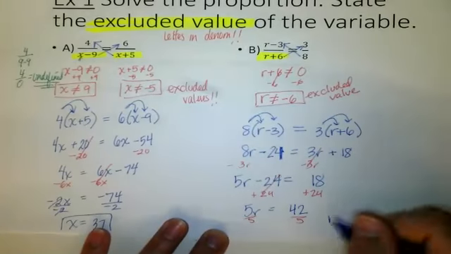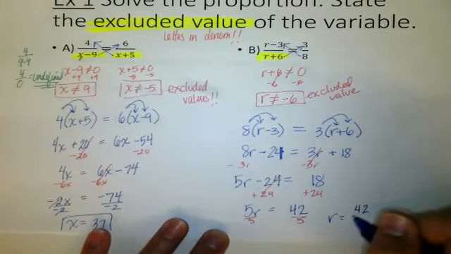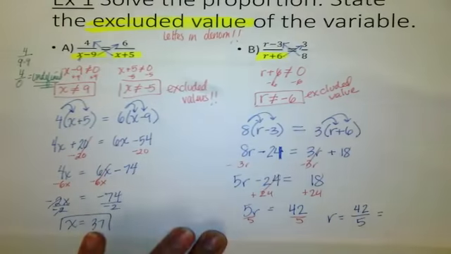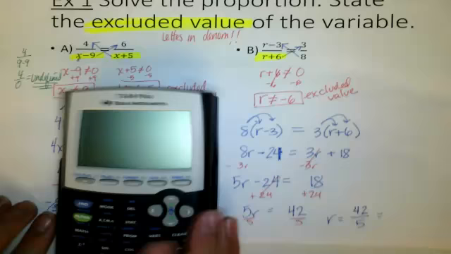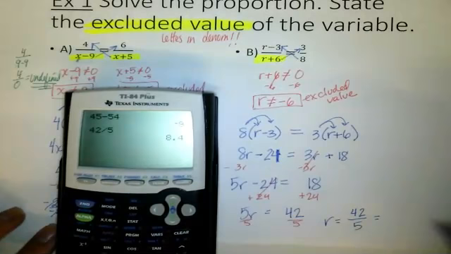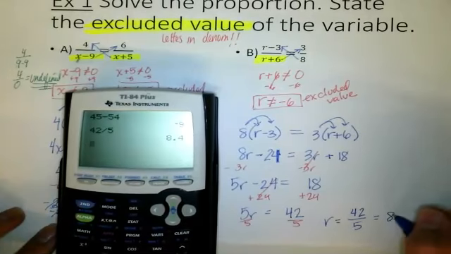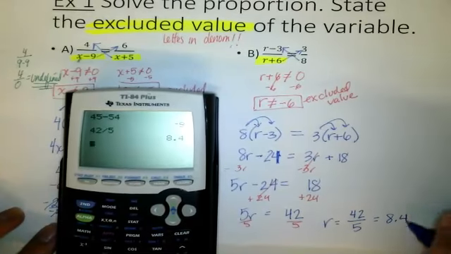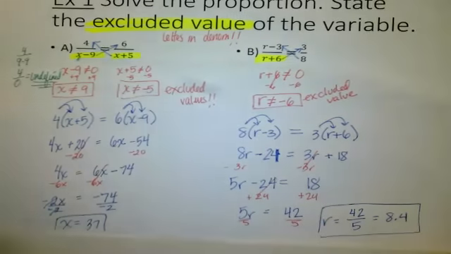And then we can divide by 5. So we get r equals, you're welcome to leave it as a fraction. 42 over 5 is a perfectly wonderful answer, but on the answer key, everything is going to be divided down to a decimal. So 8.4 also is a good answer. Either one of those are perfectly acceptable answers.